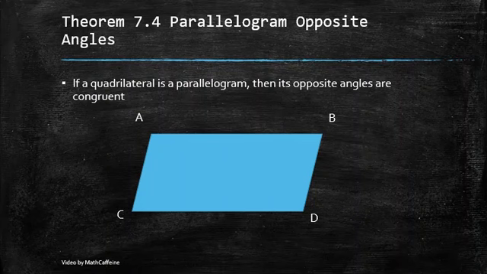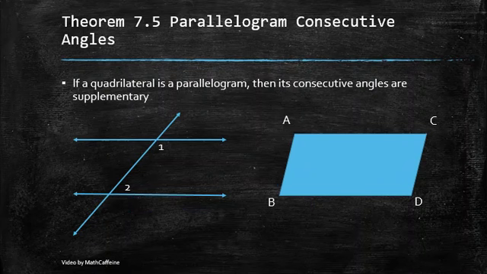This theorem is very similar. If a quadrilateral is a parallelogram, then its opposite angles are congruent. If we look at this example and we are given that quadrilateral ABCD is a parallelogram, then we can conclude using this theorem that angle A is congruent to angle D and angle C is congruent to angle B.